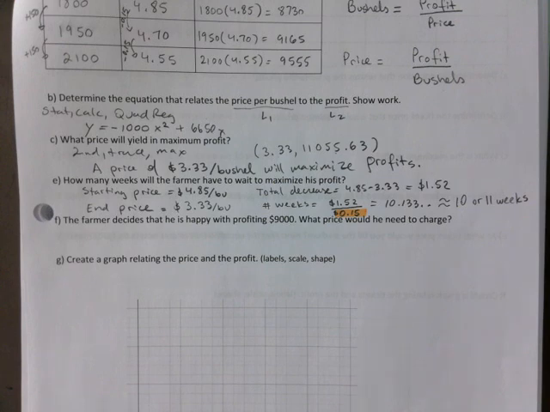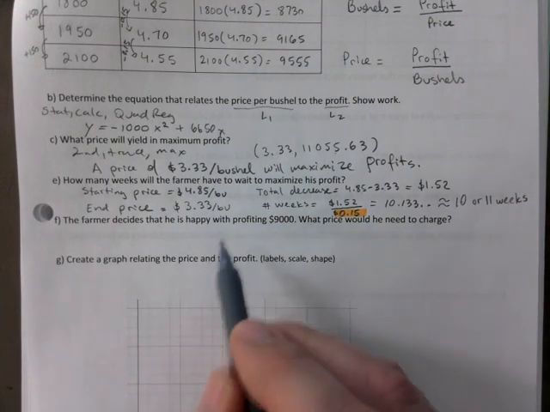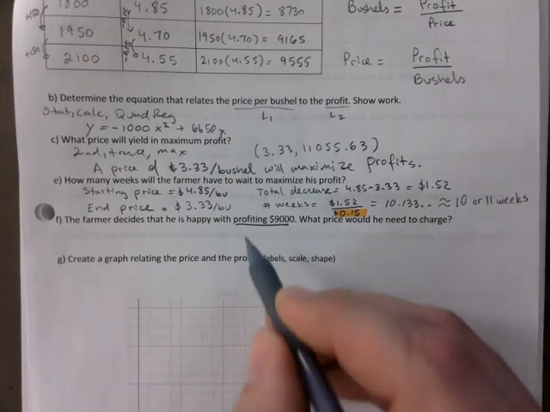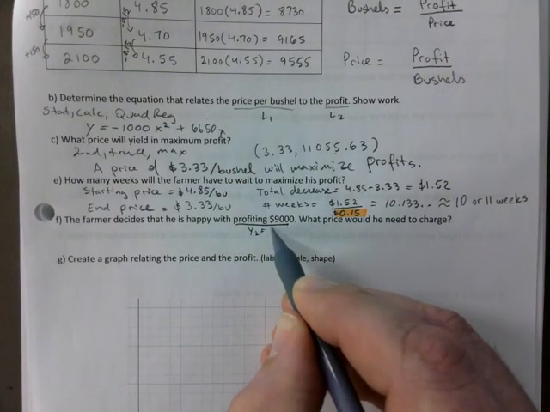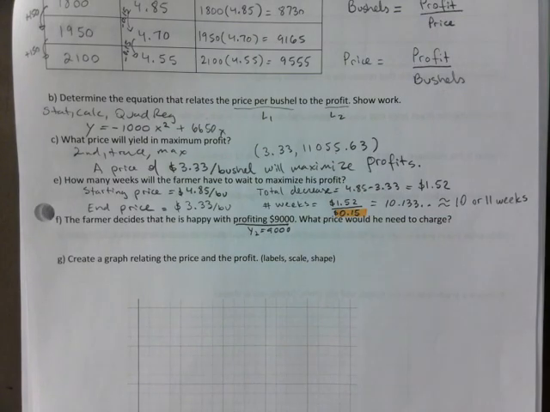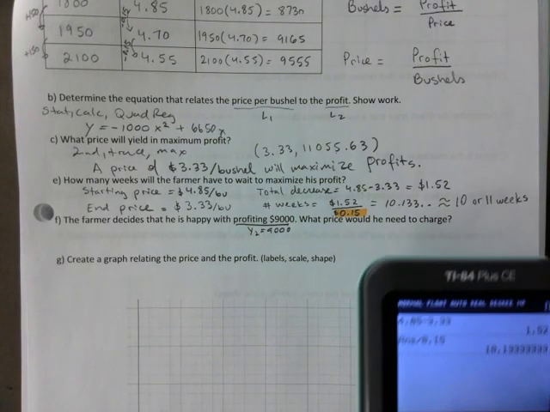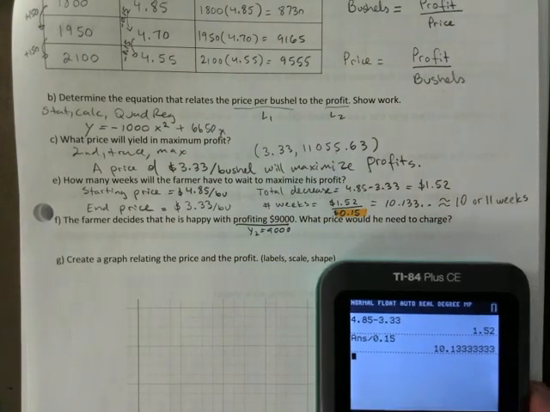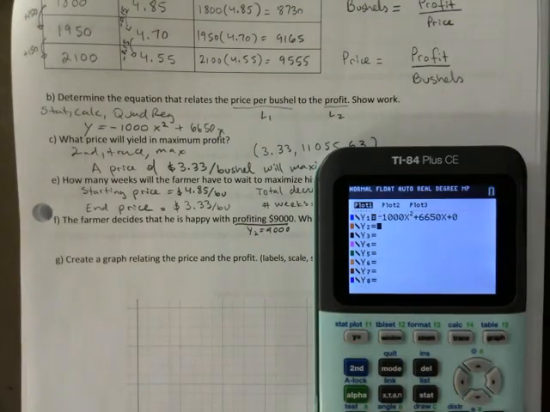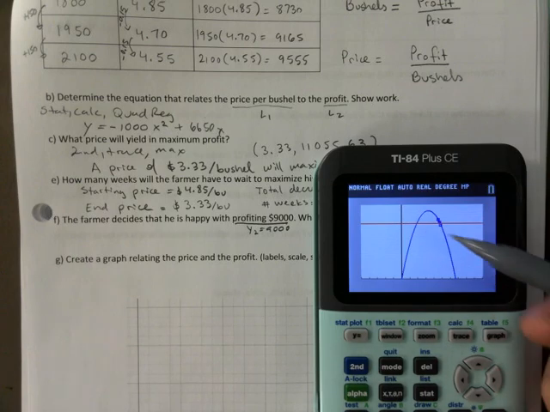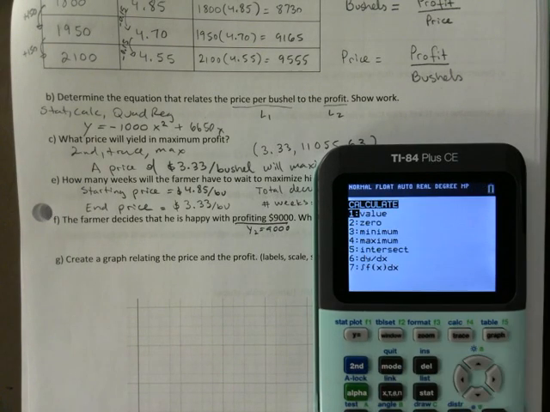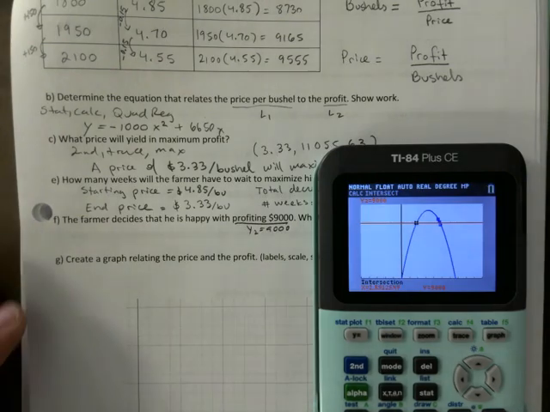The farmer decides that he's happy with profiting $9,000. What price would he need to charge to make this happen? This is my Y2. Y2 is equal to 9,000. So I'm going to enter that into my calculator. There it is, and it happens twice.